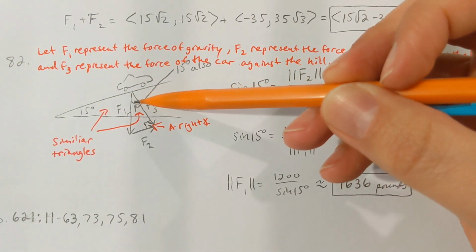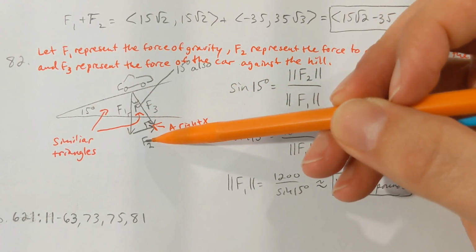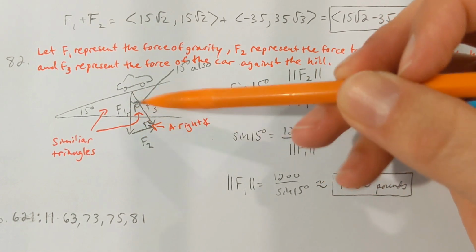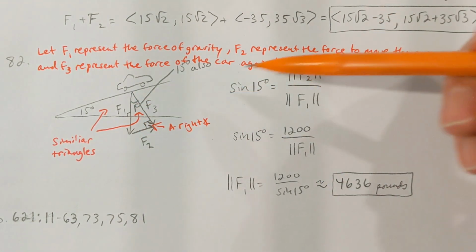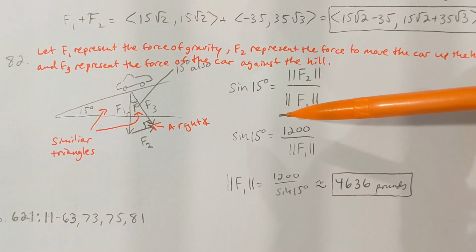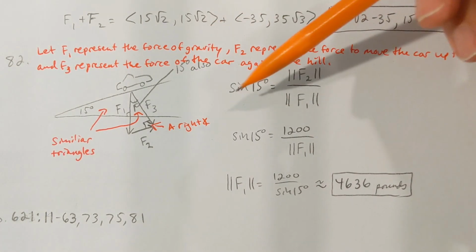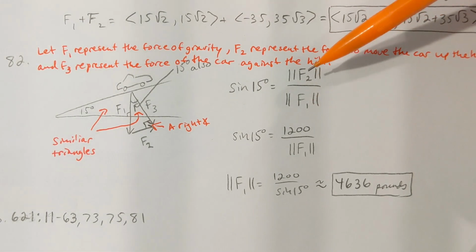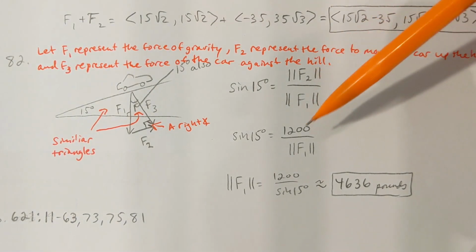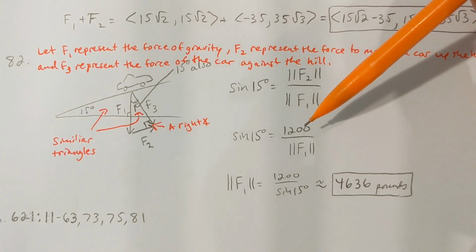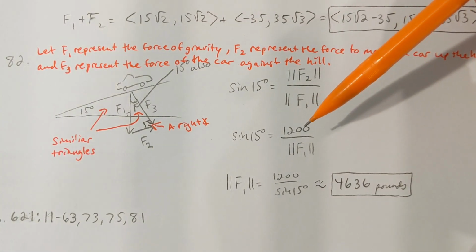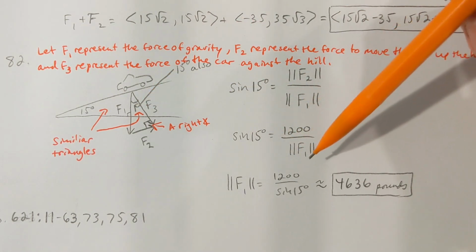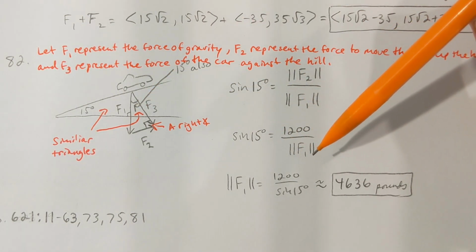Well, if I'm working with this 15-degree angle, F2 is opposite that. F1 would be the hypotenuse in this right triangle here. Opposite over hypotenuse means that I've got to be doing something with the sine function. So I've got that set up. Sine of 15 degrees is opposite over hypotenuse. The opposite side would be the magnitude of F2, which we've already said is 1,200 pounds. And then you're dividing that by the magnitude of F1, that'd be the hypotenuse.